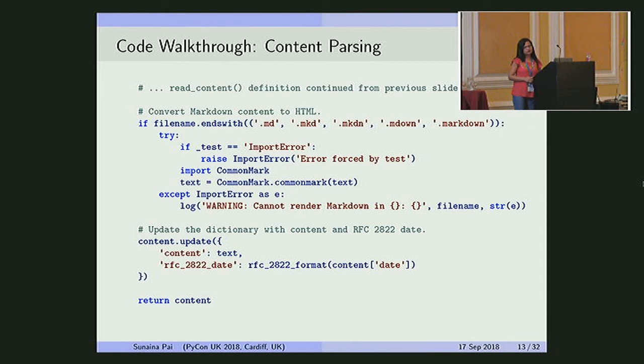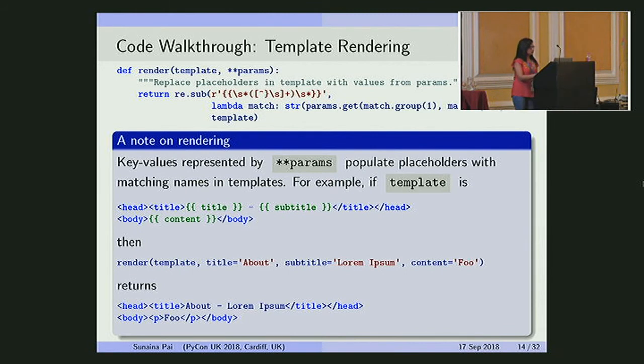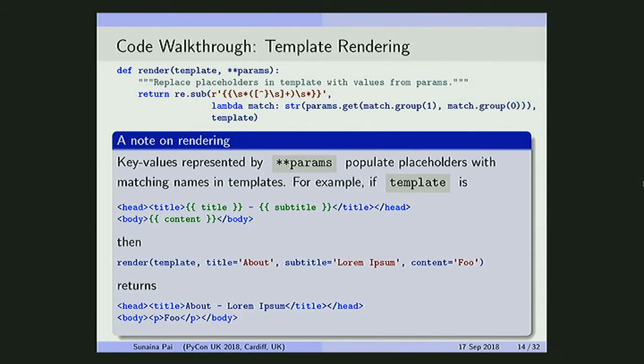In case you want to use another library or you want to add support for other formats for your content files, this is the piece of code that you need to modify. Then there is the render function that replaces the placeholders with actual values when the site is generated.